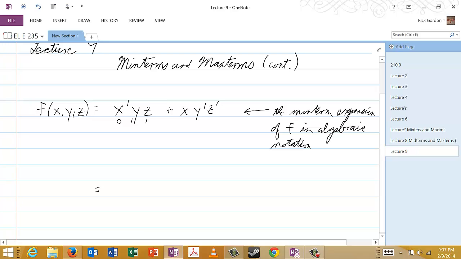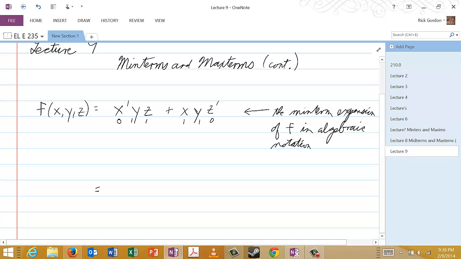z is 1. And for the next term, actually, I want to make a small change in that next term. I'm going to make that x y z prime. Don't worry about my reason for that, I'd just prefer to have that. So to make this minterm equal to 1, we would need 1, 1, 0. Okay, so we have x prime y z or x y z prime.